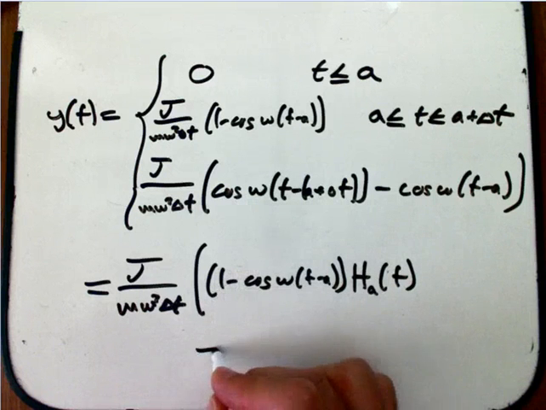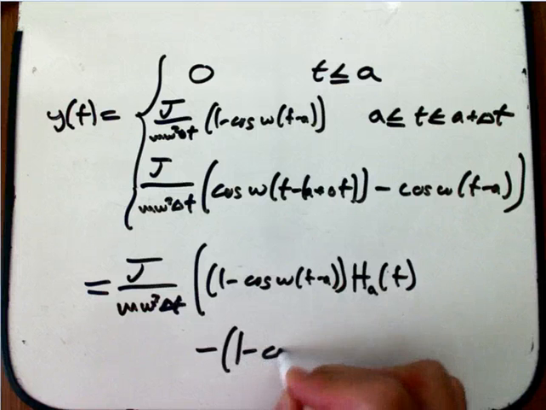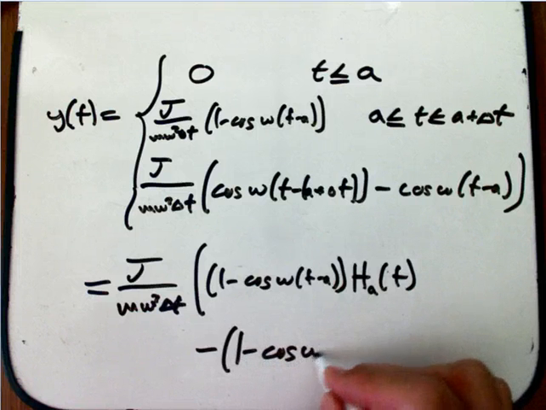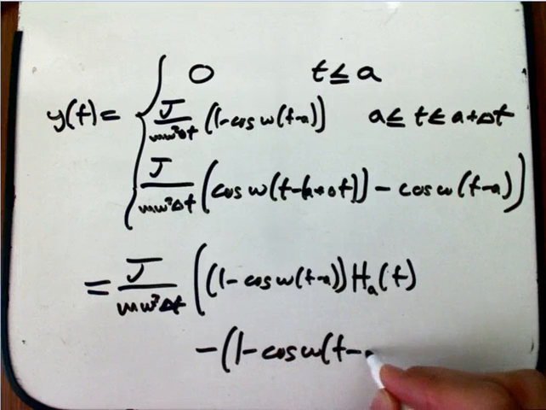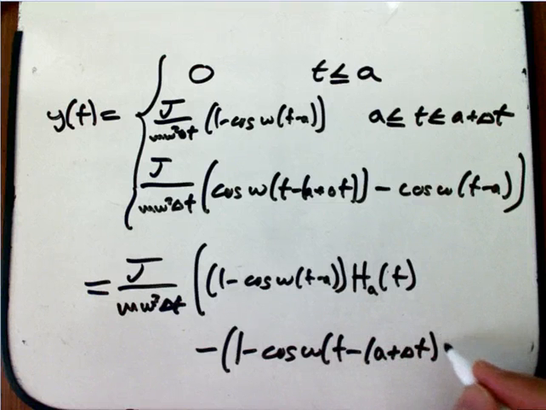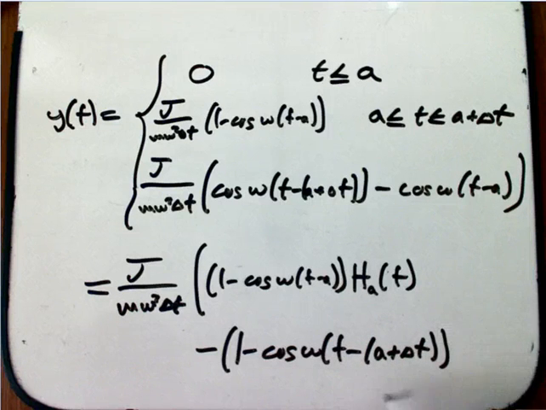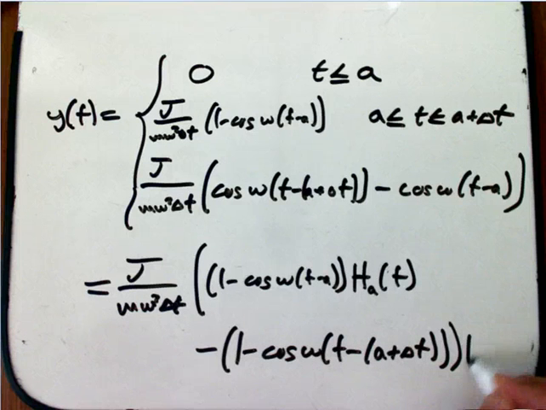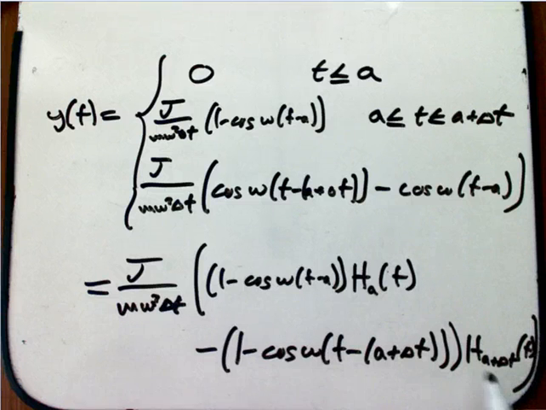So we're going to subtract a very similar term, exactly a shifted version of that term. Okay, one more parenthesis, I think, yes. Yep, okay. And then times the step function that turns on at, and then one more parenthesis. So this is the step function that turns on at a plus delta t.